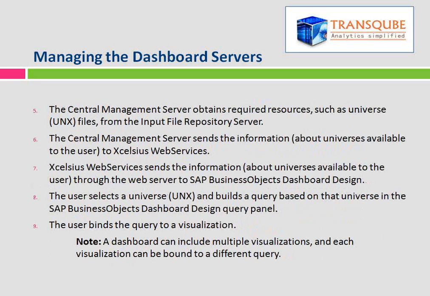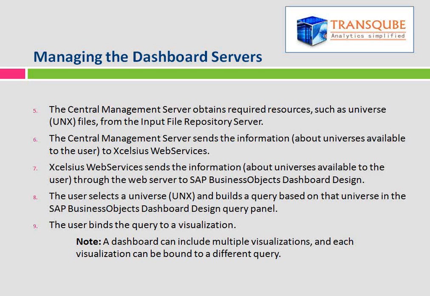The CMS server obtains required resources, such as universe files, from the input repository. So the input FRS is where, as we talked about, all the universes are going to be stored. The CMS sends the information about the universes available to the user to Xcelsius Web Services. It picks up this information about the universes from the input FRS. While doing so, it also cross-verifies the user authentication and sends it back to the end user.